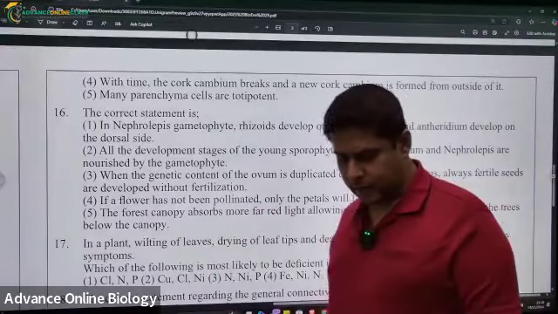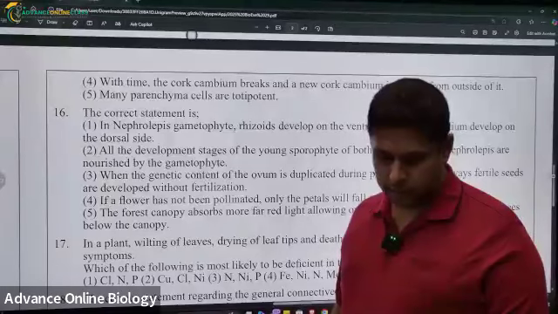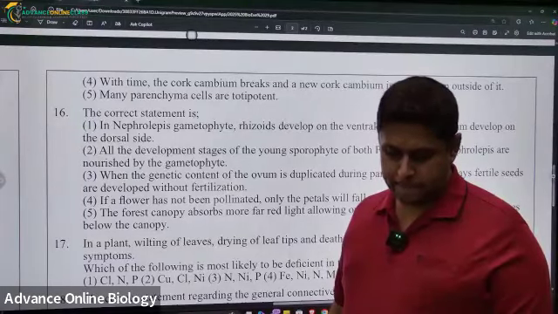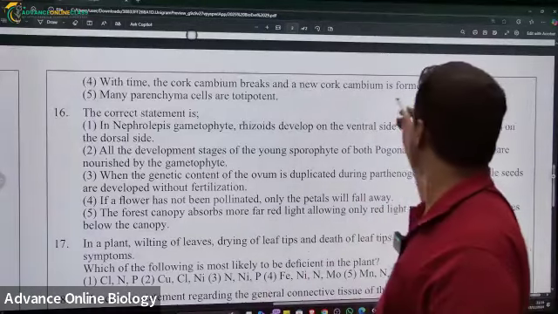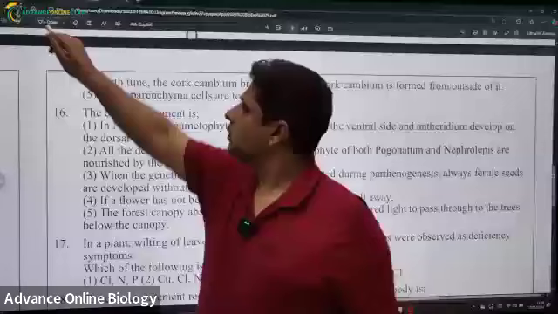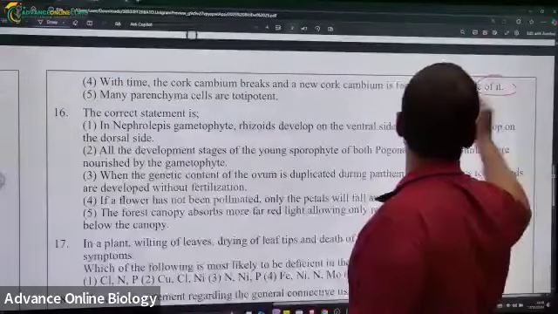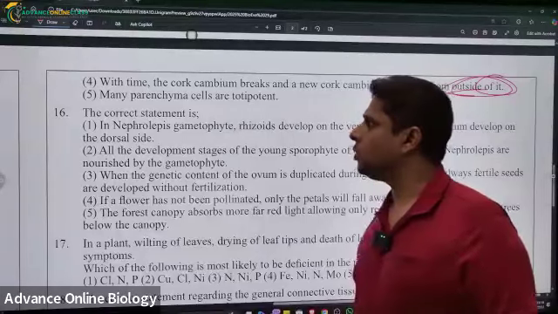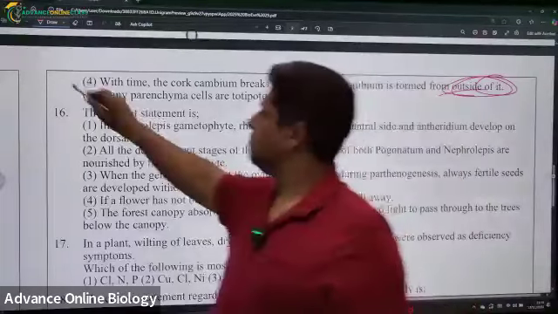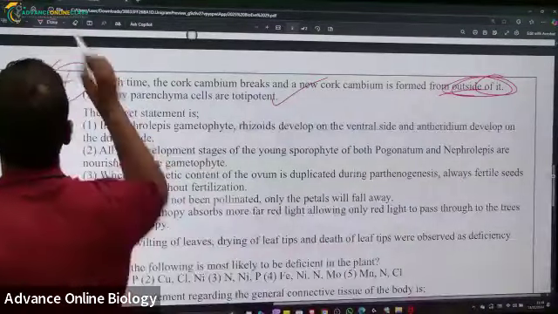Fourth one, with time the cork cambium breaks and a new cork cambium forms from outside of it. No, not inside, neither; outside cannot fit the word. So outside, inside. Many parenchyma cells are totipotent. That is okay. So I'm going to take the fourth one as the answer.